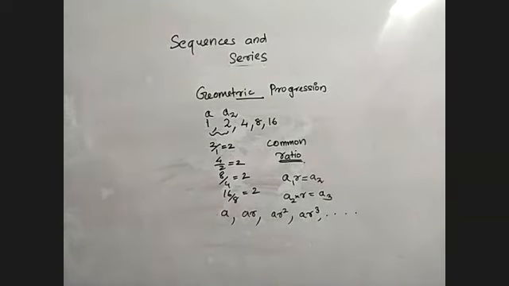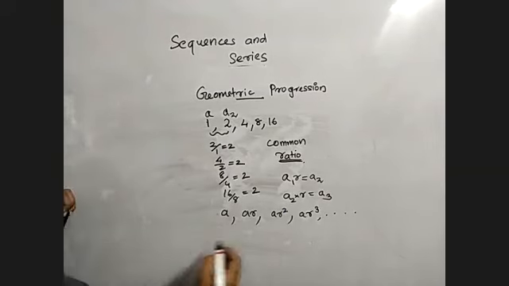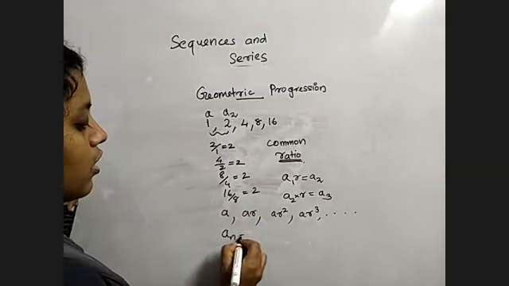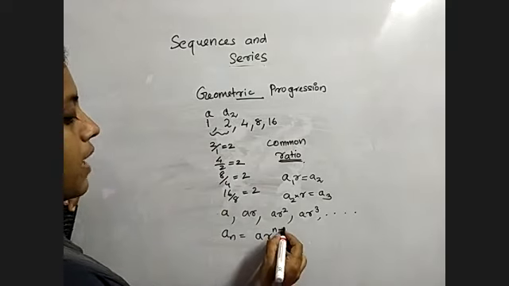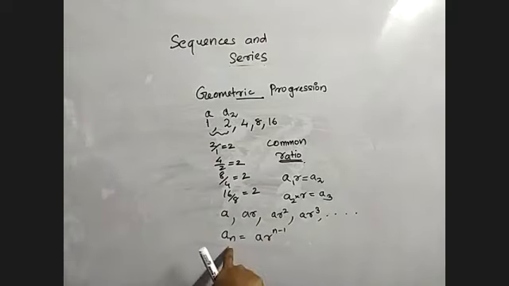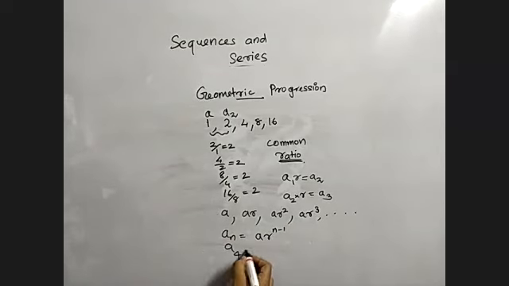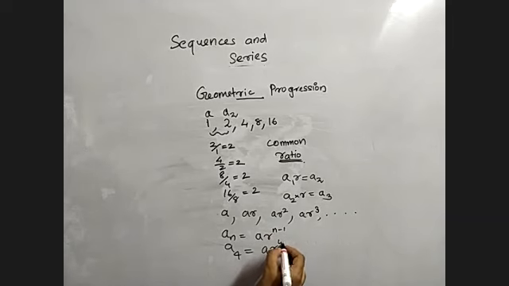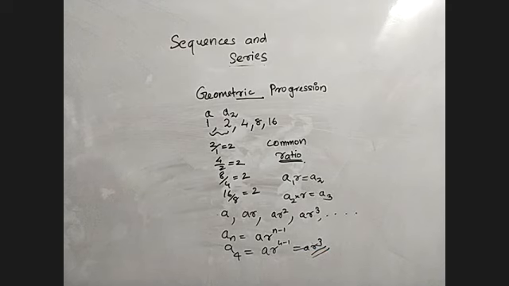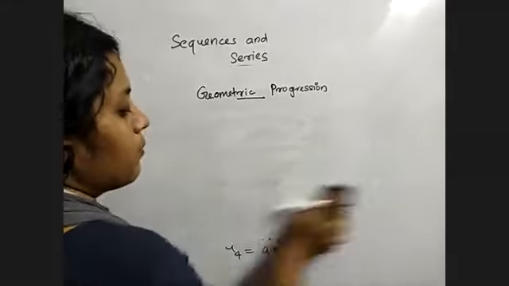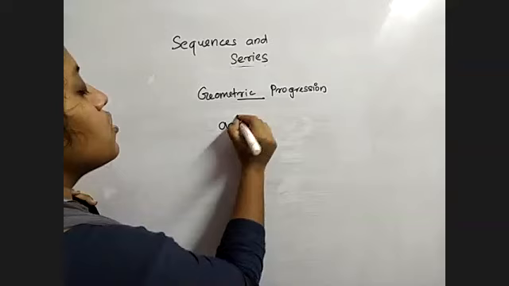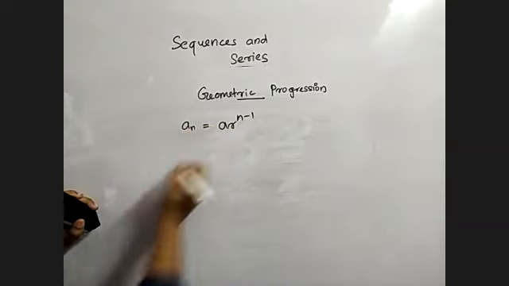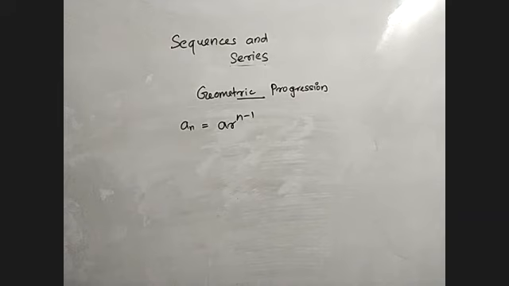Understood? So what is the nth term of a geometric progression? An is equal to a r raised to n minus 1. See, if I ask a4, what is a4? A4 is a into r raised to 4 minus 1, that is ar cube. So the nth term of a geometric progression is ar raised to n minus 1. That is geometric progression.